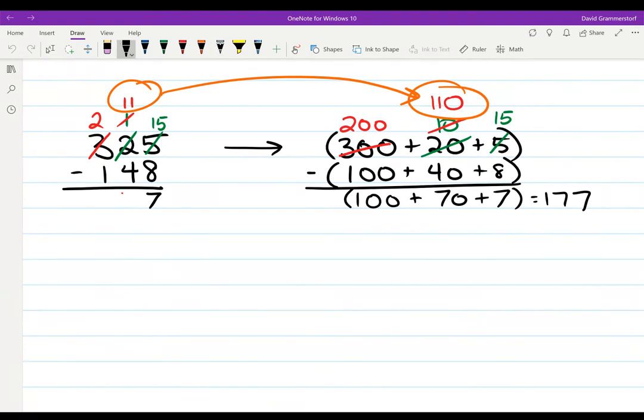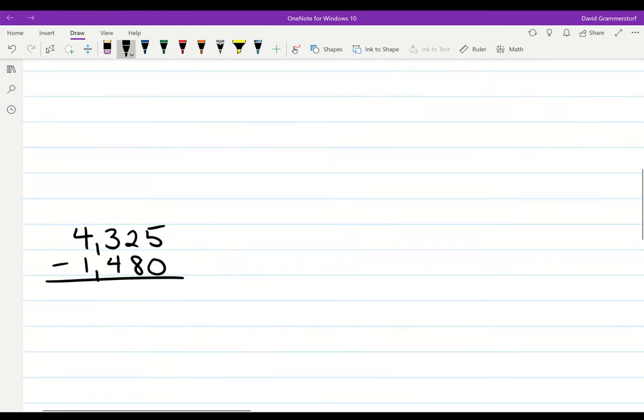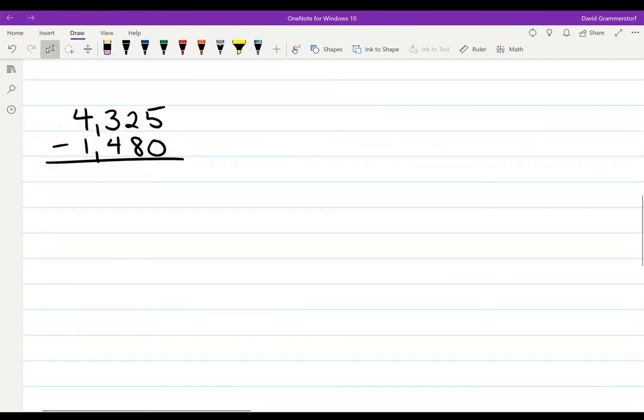Finishing it out, 11 minus 4, that leaves me with 7 tens. 2 minus 1 leaves me with 100. And look, our answer is the same. Okay, I'm going to give you one more example, but this time we're going to do something a little bit different. I'm going to rewrite this in expanded form.